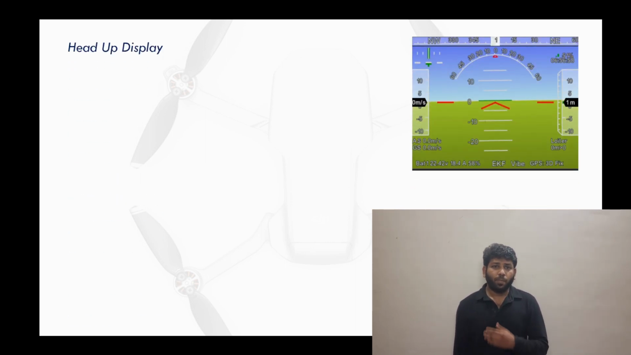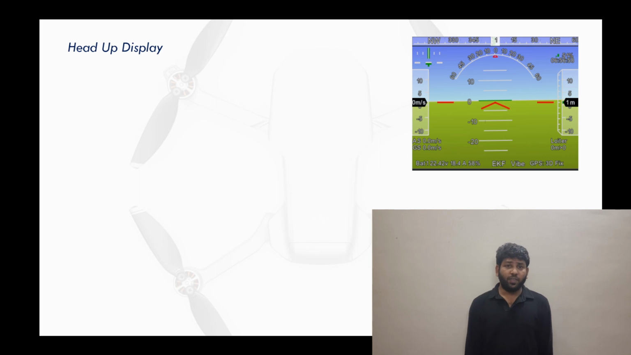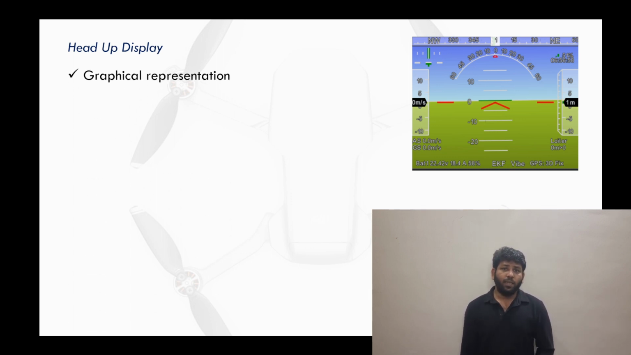Head-up display. The head-up display offers a wide variety of telemetry and monitoring tools that provide real-time data and situational awareness during flight. The head-up display in Mission Planner serves as a graphical interface that provides essential information and real-time data during the operation of the quadcopter.